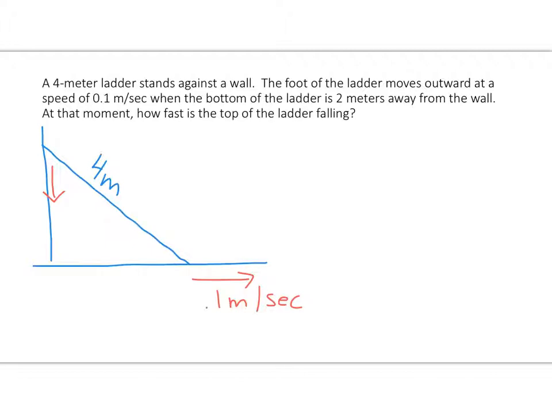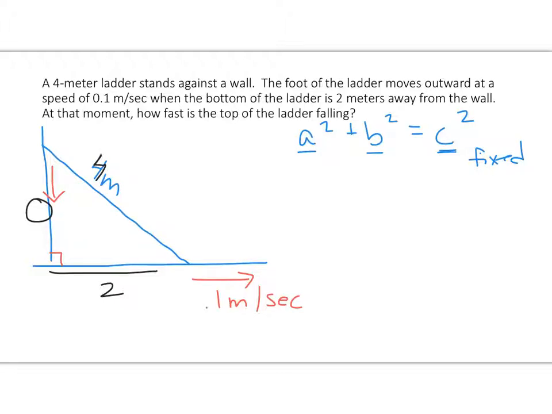Well, I notice I'm looking at a building compared to a sidewalk, so this is a right triangle. So this is dealing with the Pythagorean theorem, a squared plus b squared equals c squared. Now in this case, my c, that's the 4 meters, is fixed, but my a and my b are going to change. So we said specifically, we want to know at the exact moment that this is 2 and this is 4, we can figure out what that missing side is.